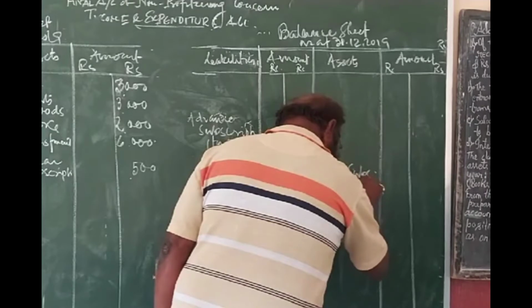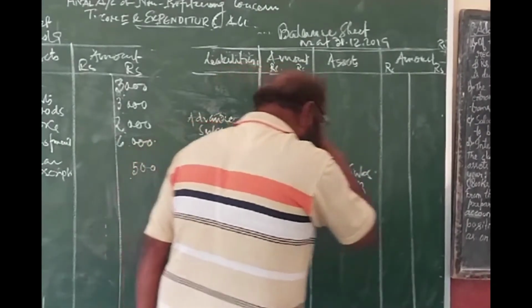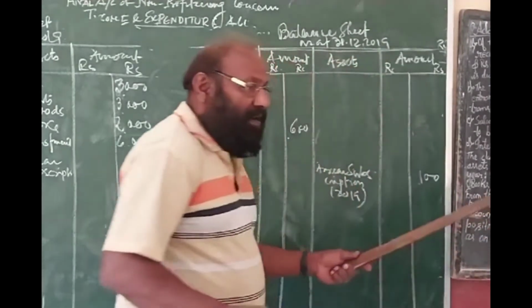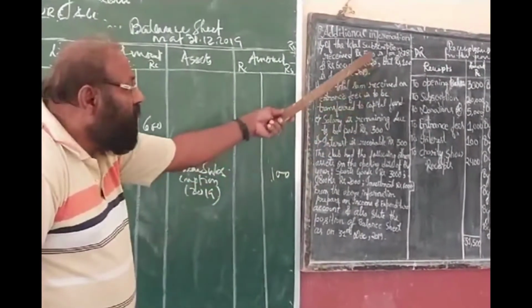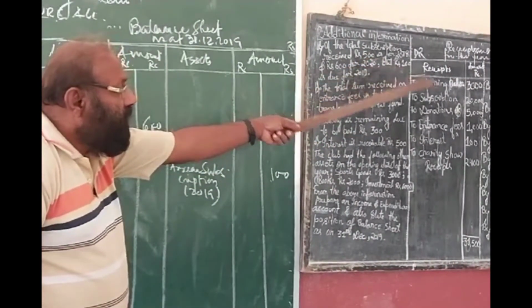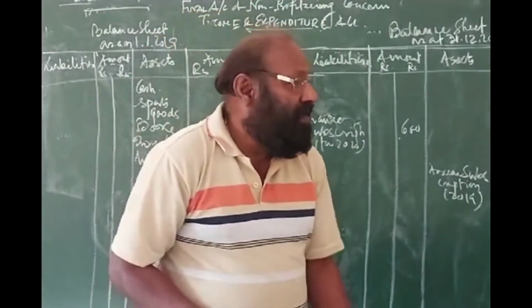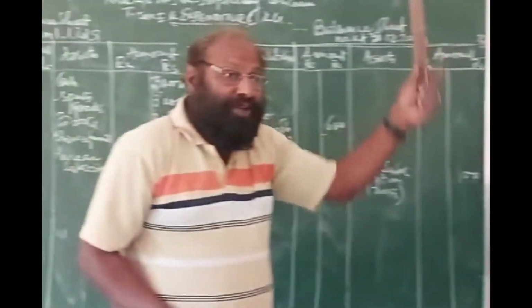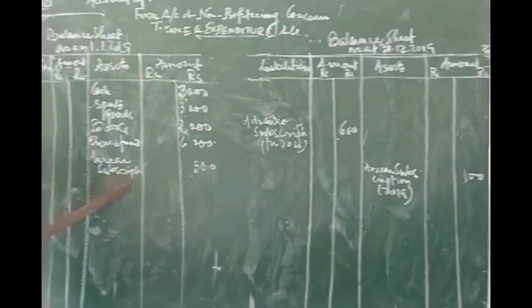Subscription, 2019. And now, how much? It is 100. I think I am clear. Any problem? So the subscription, you are preparing the balance sheet of 2019. But the information given is that there was a subscription of rupees 500 due for 2018. So at the opening of this year, you have that asset. So that is an arrear subscription.